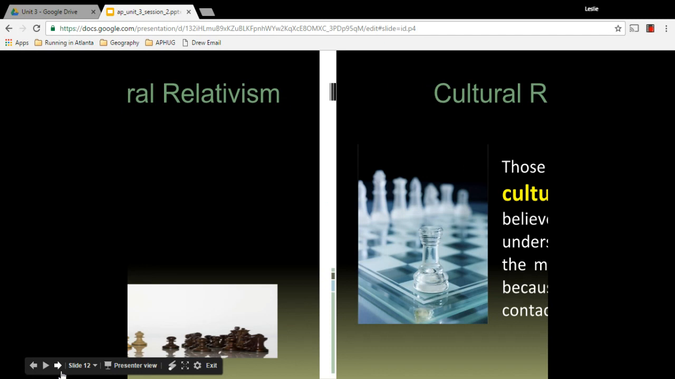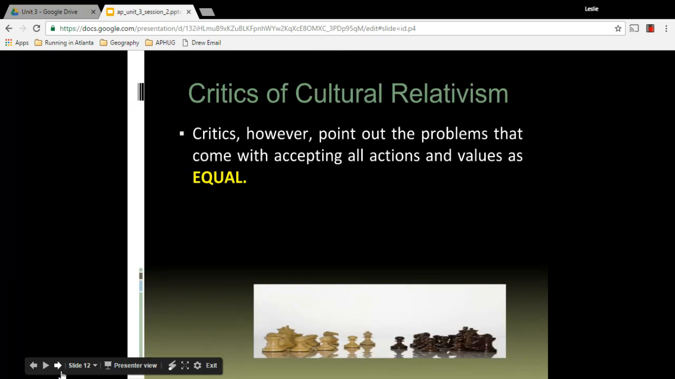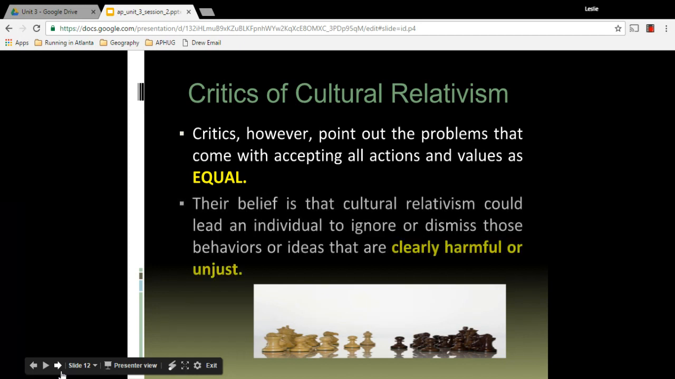But cultural relativism has its critics. Critics, however, point out the problems that come with accepting all actions and values as equal. Their belief is that cultural relativism could lead an individual to ignore or dismiss those behaviors or ideas that are clearly harmful or unjust. So, for example, if a culture places genders on an unequal basis, if you just say, well, that's their culture and that's okay, then we are turning a blind eye to behaviors or ideas that are clearly harmful or unjust.